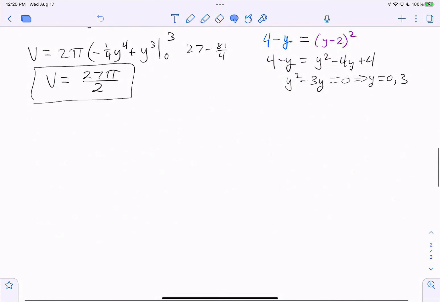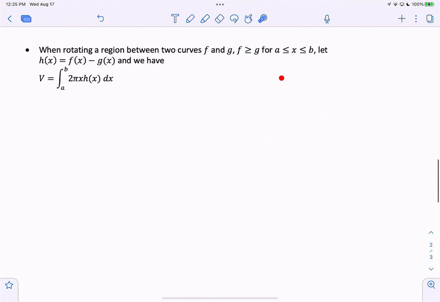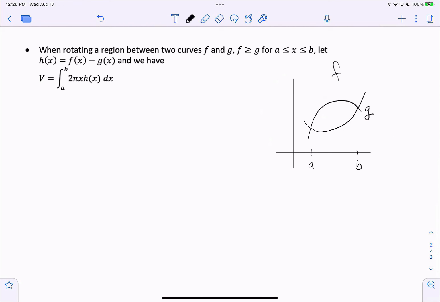This gives rise to something we can say in general. When rotating a region between two curves, f and g, over an interval from a to b, and in this case we'll say that f is bigger, then the height is going to be the difference between the two function values. But the formula for volume itself doesn't really change. The integral from a to b of 2 pi x times the height function dx. That's assuming that we're rotating, of course, about the y-axis this time.